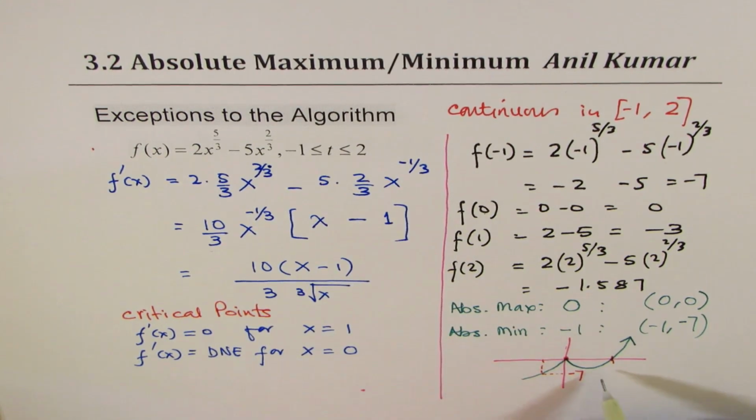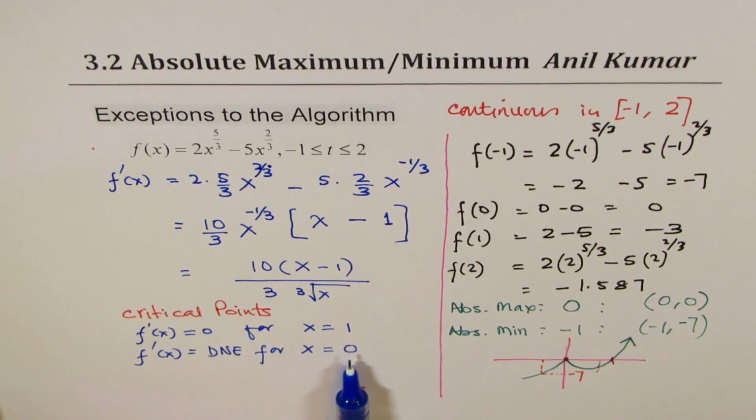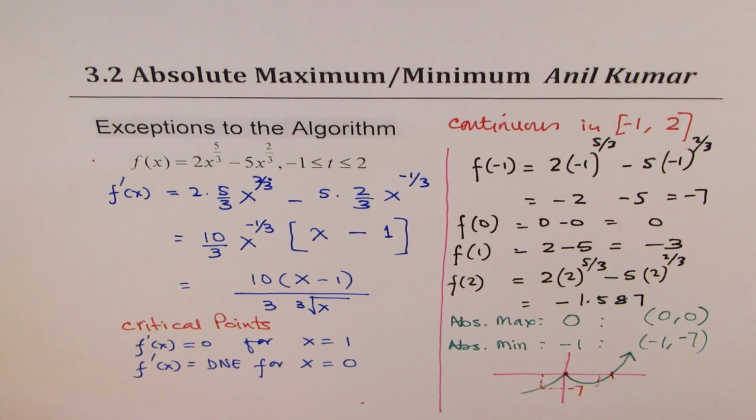Is it okay? So 2 will be somewhere here. Anyway, I hope you understand that in the algorithm, it is important to include that points where the derivative does not exist may also lead to an absolute maximum or minimum value, as we have seen in this particular case. Perfect. Now let's take up the next example.